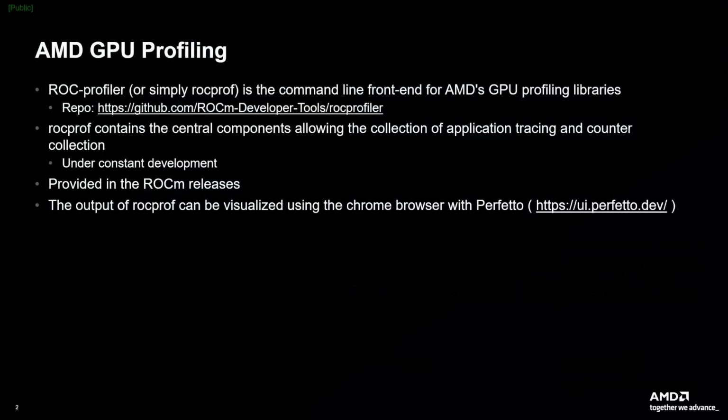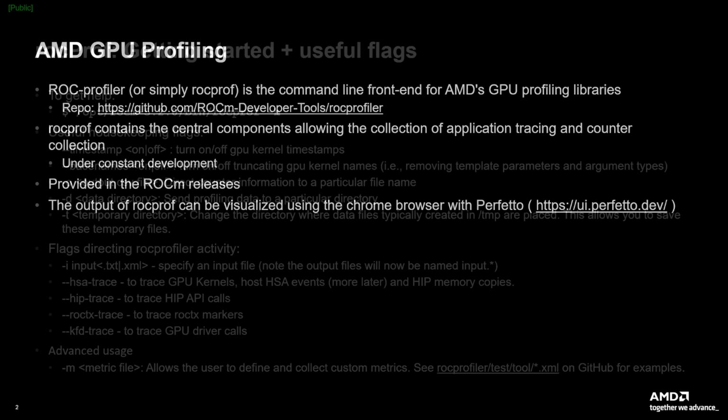Now, what about this tool? Roc Profiler, or simply Rocprof, is a command line front end for AMD GPU profiling libraries. You can find it as open source. Rocprof contains central components allowing the collection of application tracing and counter collection. It's under constant development, so there are new releases quite often, and it's provided in the ROCm releases. So when you have ROCm, you have Rocprof also. The output of Rocprof can be visualized using the Chrome browser with Perfetto, which is this web address, and we'll mention later how to visualize it.